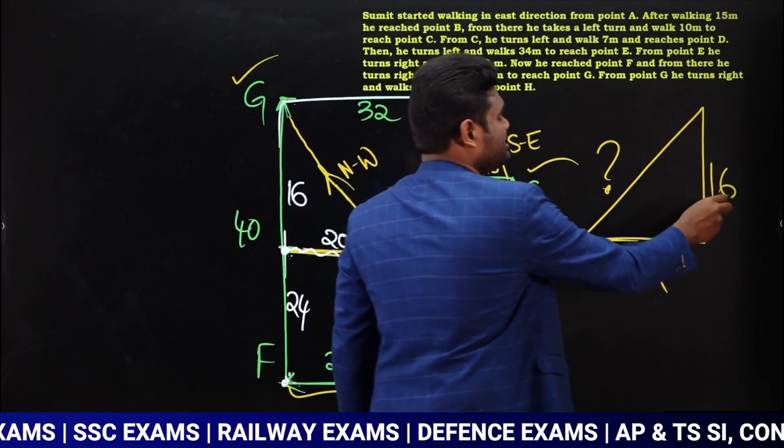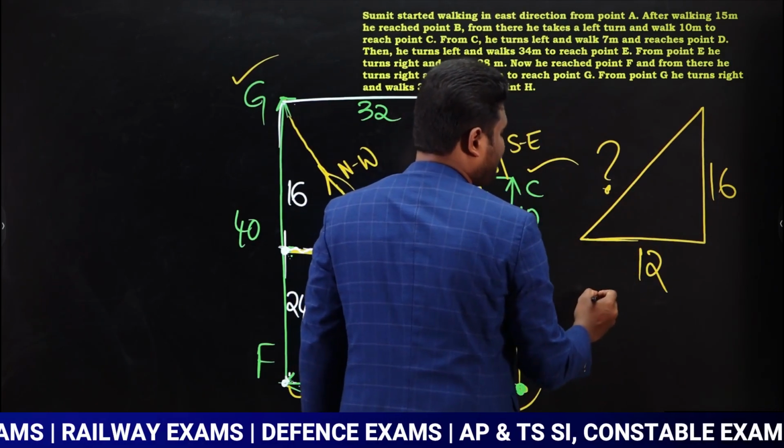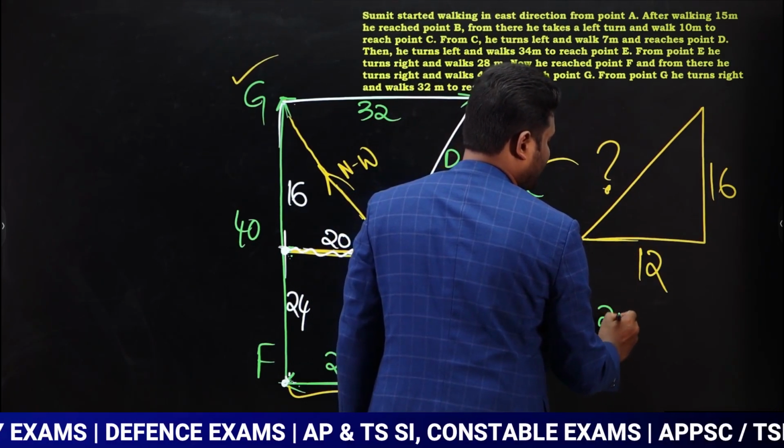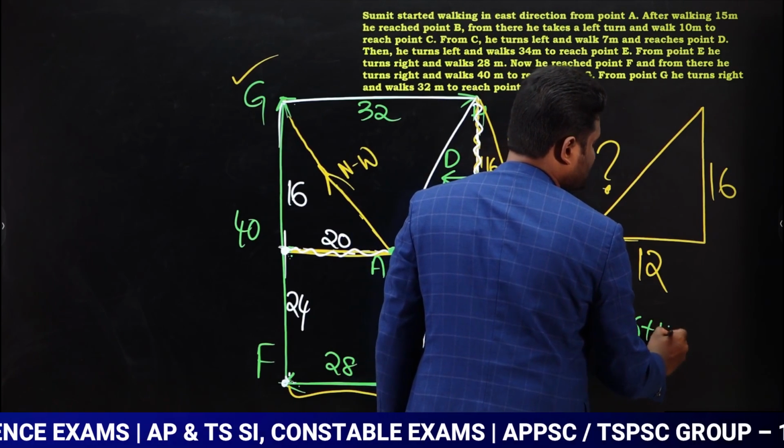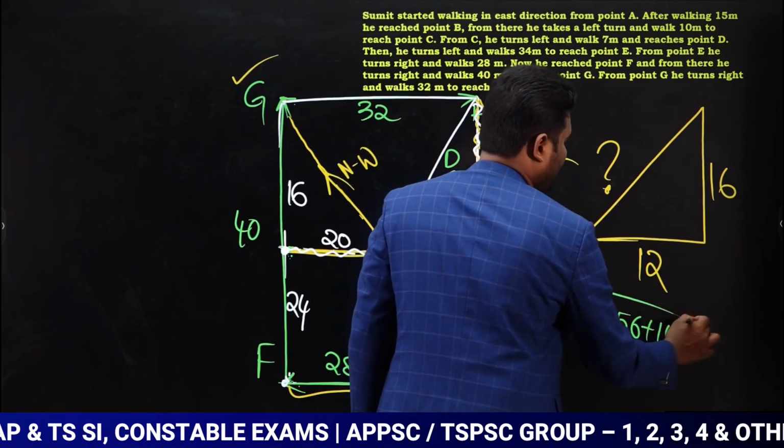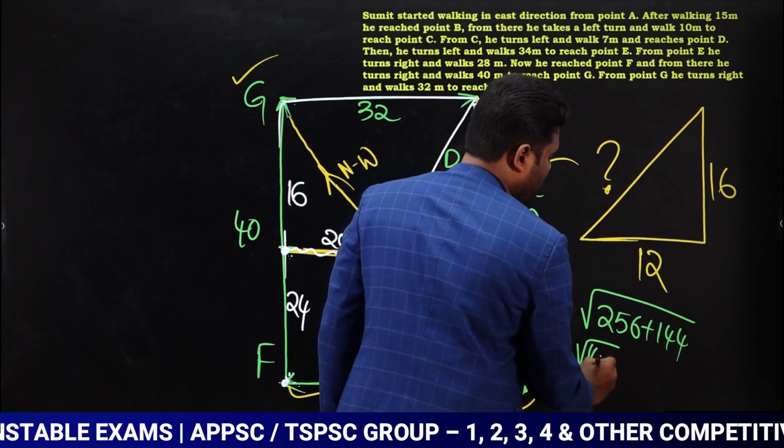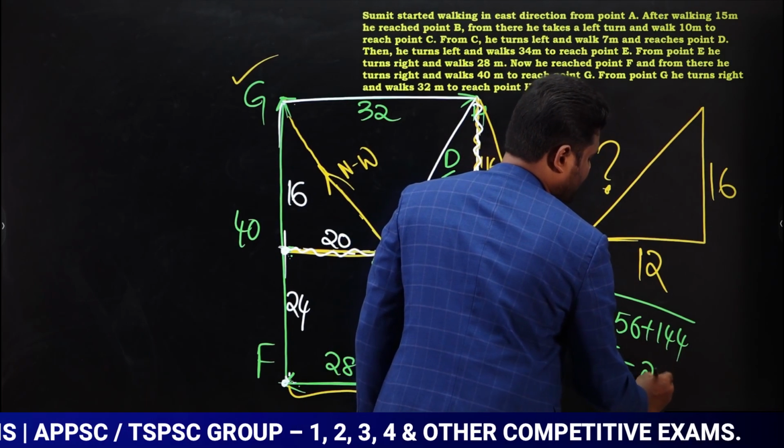So this is 12, this is 16. I need to know this value. Apply Pythagoras theorem. 16 square is going to be how much? 256. 12 square is how much? 144. When you apply Pythagoras theorem, this is going to be the square root of 400. Square root of 400 is nothing but 20.